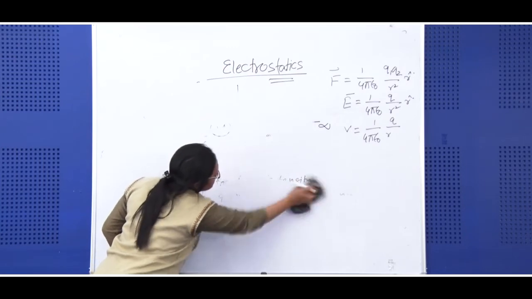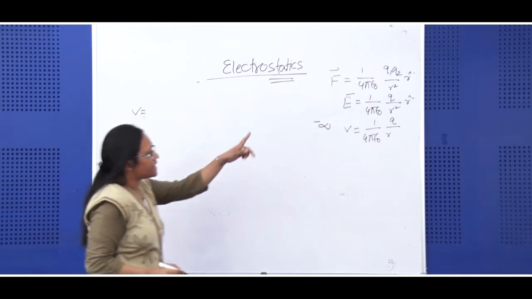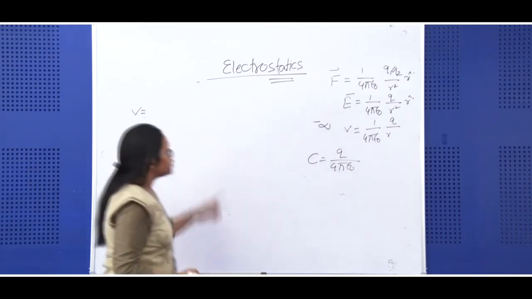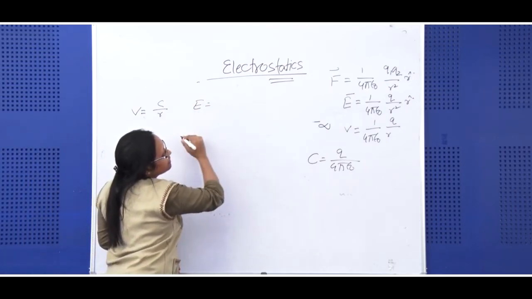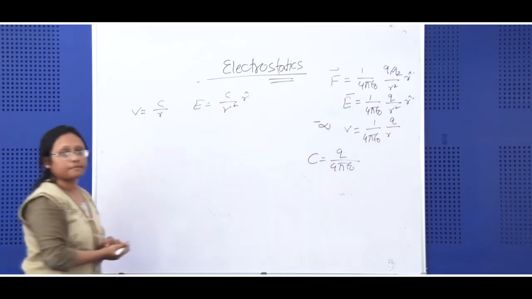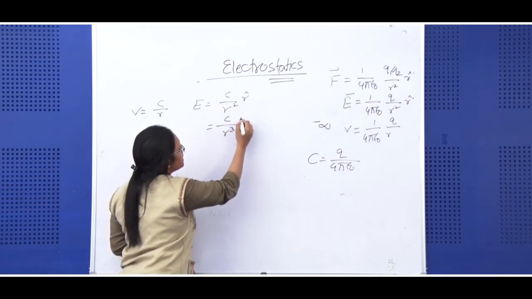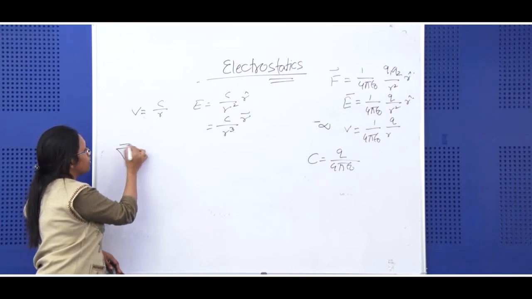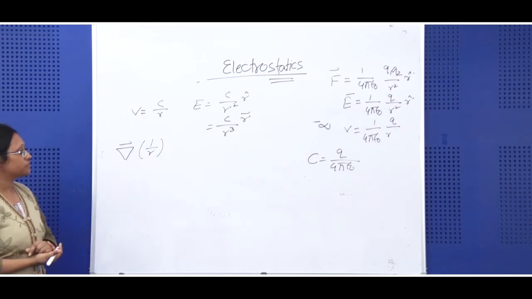The mathematics is this. Let us take C equal to Q by 4 pi epsilon naught. So V is equal to C by R, and E we are getting as C by R square into R unit vector. So this R unit vector, can we write it as C by R cube into R vector? We can write this. Now let us take the gradient of 1 by R. This we are going to solve.